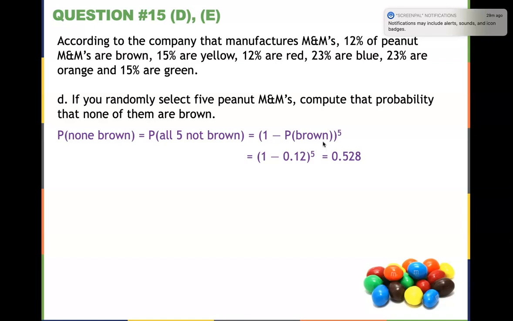They are independent events. Each one of these 5 peanut M&Ms that you draw are independent draws of each other. So instead of multiplying this value of 0.88 times 0.88 times 0.88 times 0.88 times, etc., you just raise it to the 5th power, and that's how we're getting the 0.528.